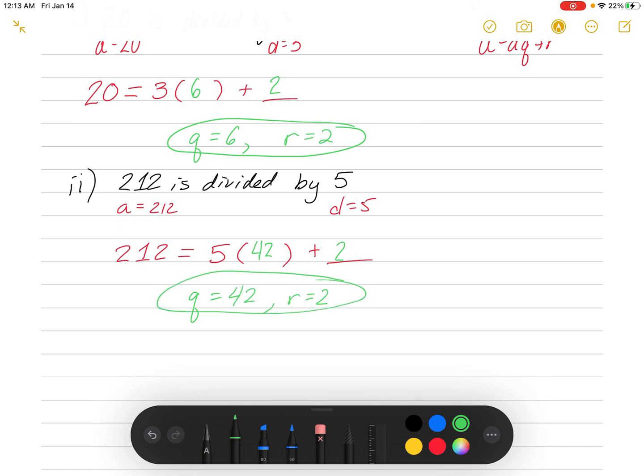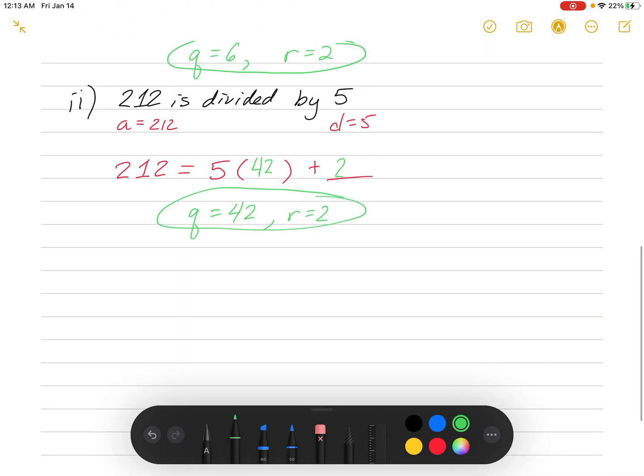Notice that the remainder is greater than or equal to 0, and the remainder 2 is less than 5, the D. It's important. All right, that's number 2. Let's do number 3.